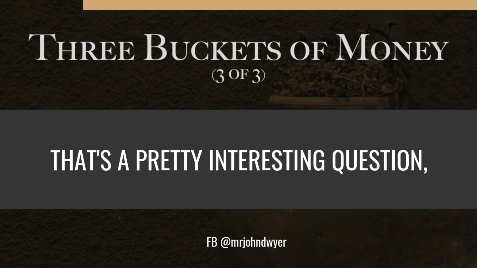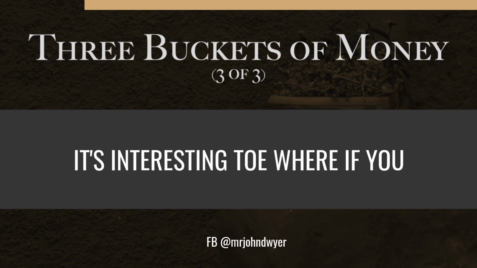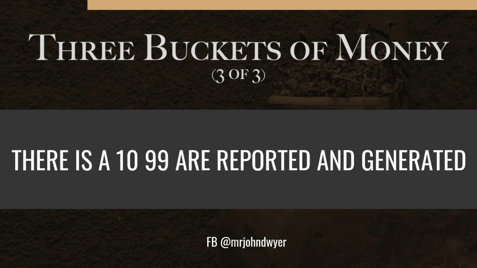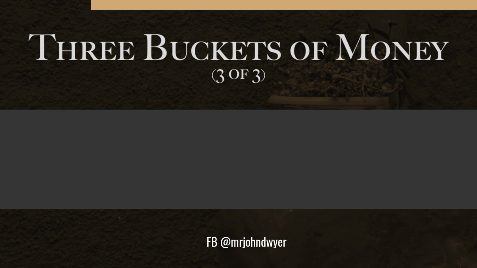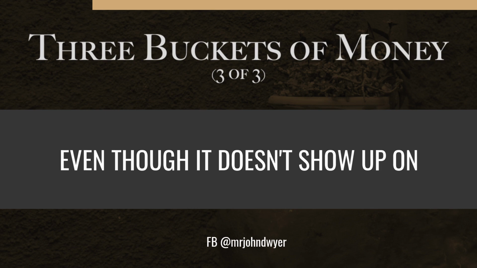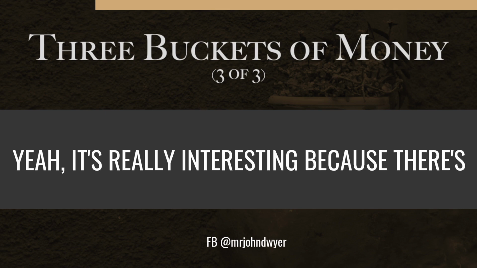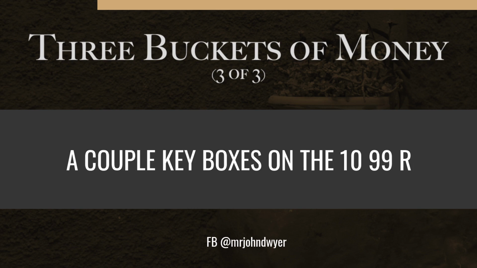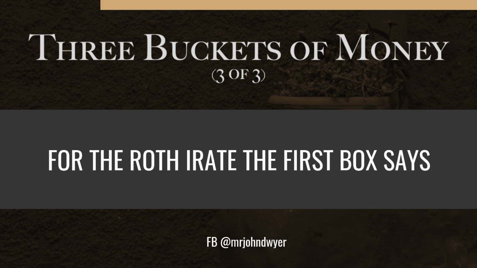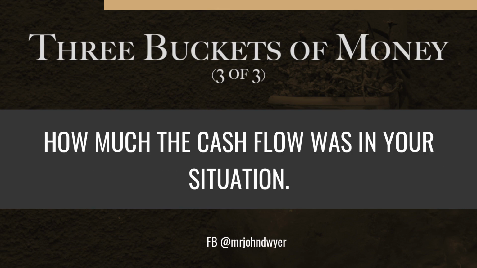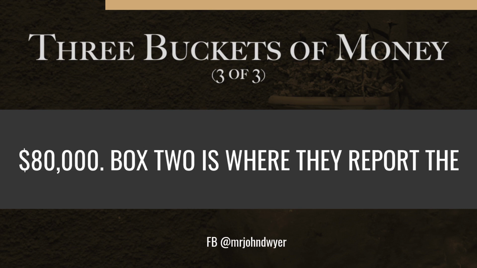That's a pretty interesting question, isn't it? And you being the CPA, it's interesting that if you do have a Roth distribution, there is a 1099-R reported and generated for that. Even though it doesn't show up on the provisional test, it's still being reported as a distribution. Yeah, it's really interesting because there's a couple key boxes on the 1099-R for the Roth IRA. The first box says how much your organization gave you, how much the cash flow was. So in your situation, $80,000.